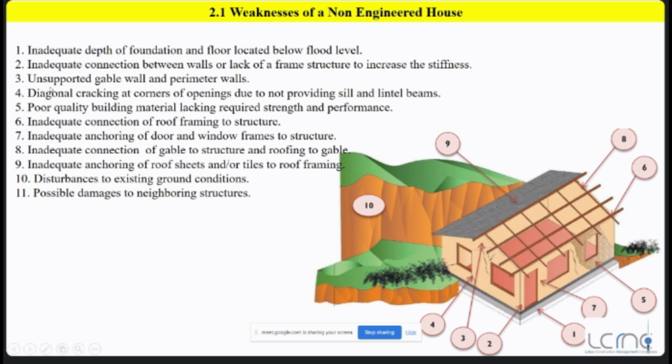And the third one: unsupported gable wall and perimeter wall. That means some of the walls are not supported, that means some of the walls are not interlocked with each other. Some of the walls, that means internal walls, are not interlocked with each other. So what will happen? Again, there will be no connections between these internal walls.